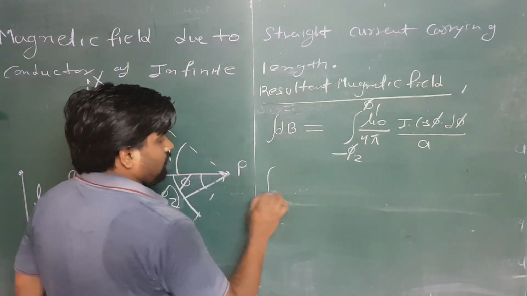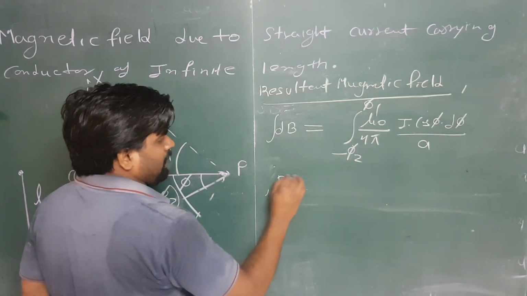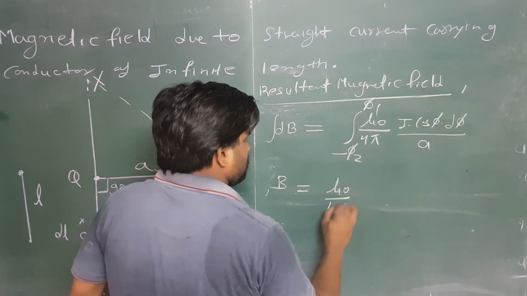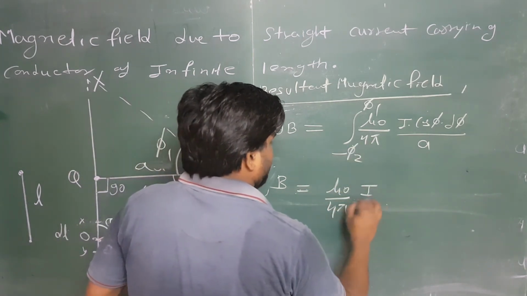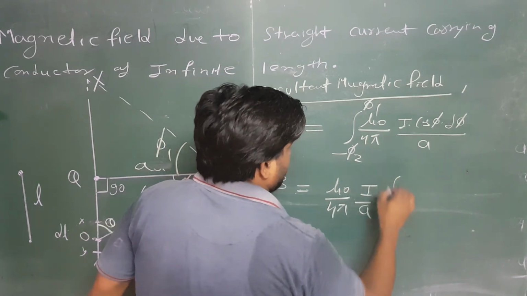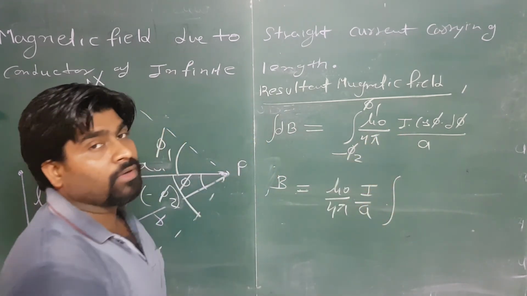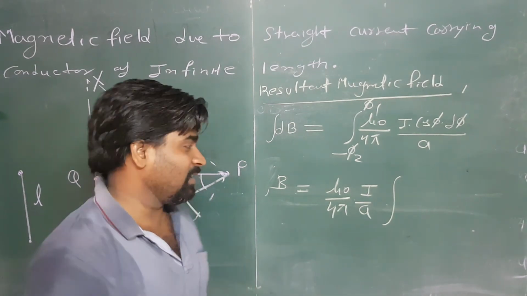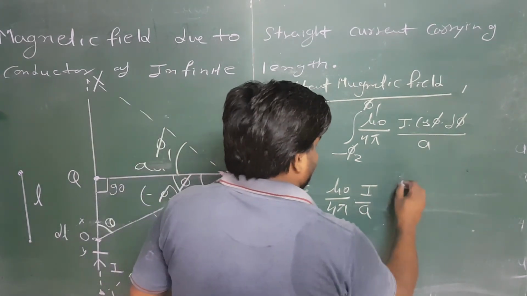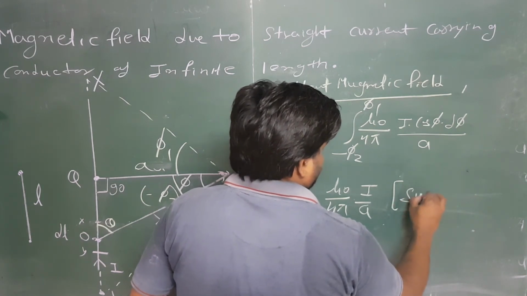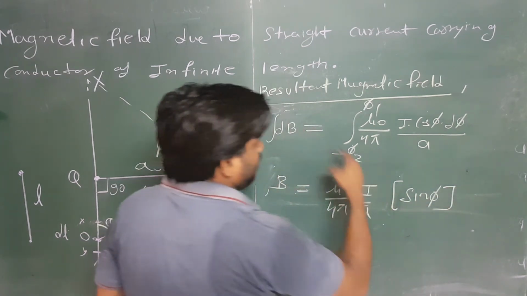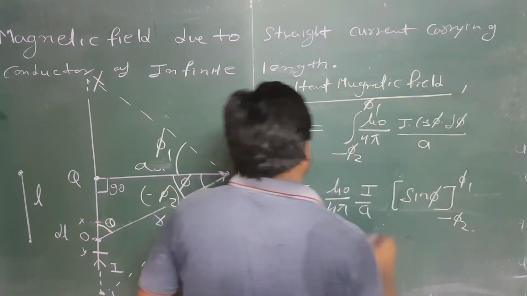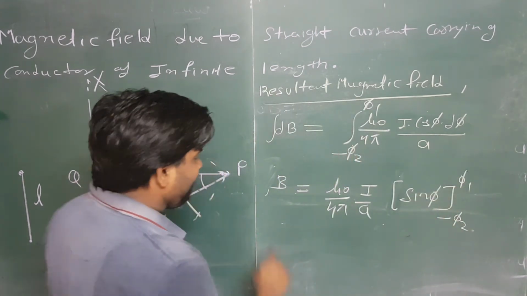The resultant of the dB becomes the maximum B. Mu 0 by 4 pi is constant, comes out. I by a is also constant, and the integration of cos phi with respect to d phi is minus sin phi. Sorry, this is plus sin phi. So here sin phi, and the integration is from minus pi by 2 to plus pi by 2. Sometimes we also forget. Okay.